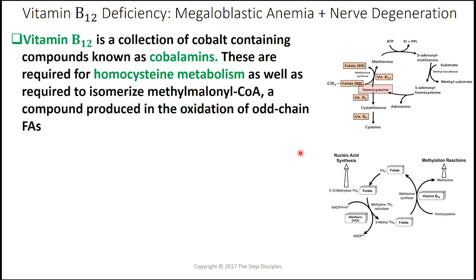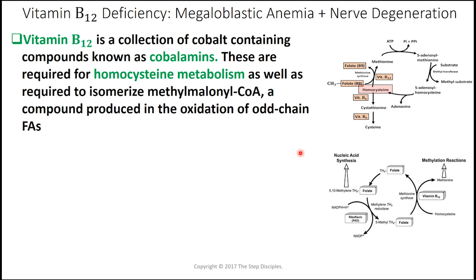So we'll move on then from vitamin B9, which is associated with folates, and finally, the last one we're going to talk about for today is vitamin B12, which is the cobalamins. Deficiency is associated with megaloblastic anemia and nerve degeneration. Vitamin B12 is a collection of cobalt-containing compounds called cobalamins. Remember cobalt from that good old periodic table?